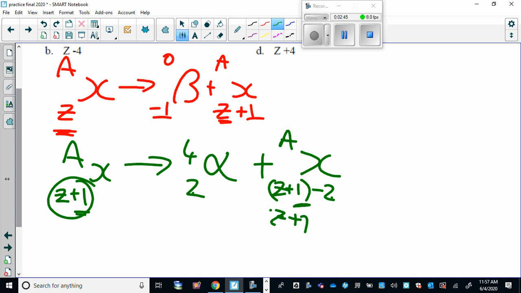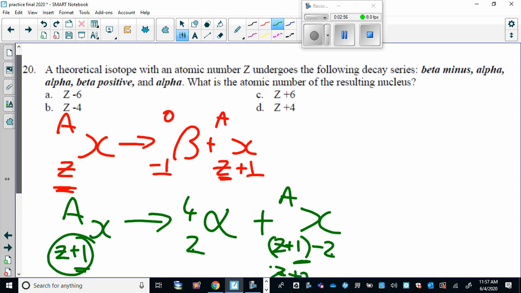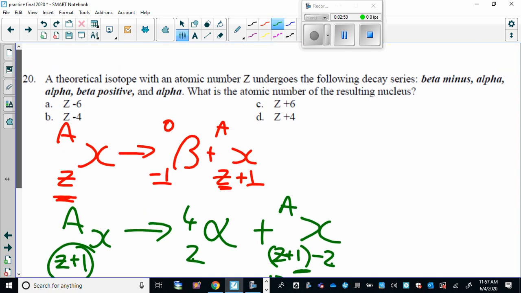And the pattern is, if you've got beta negative, then you add 1. And if you've got something positive, then you subtract. So now let's just do the whole thing from the beginning. I'm going to do it up here, actually. Here we go. So we have Z.